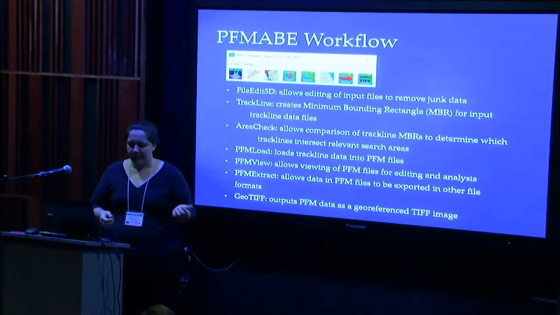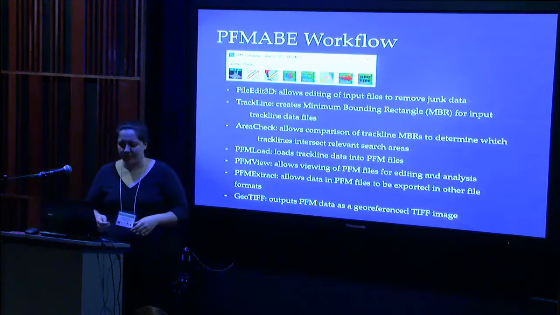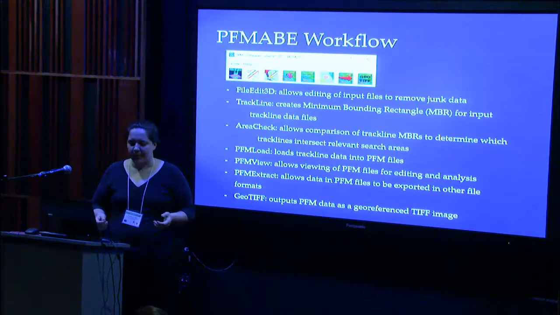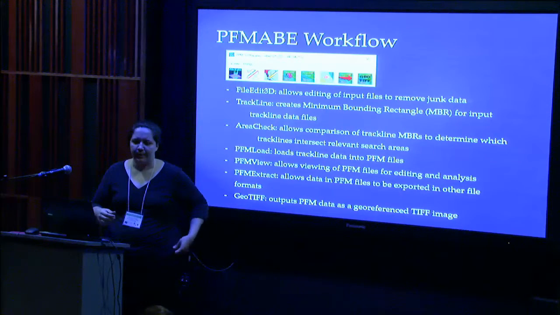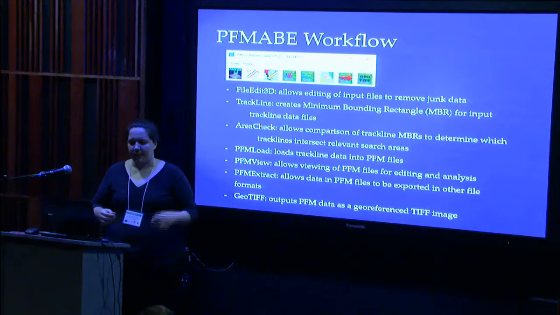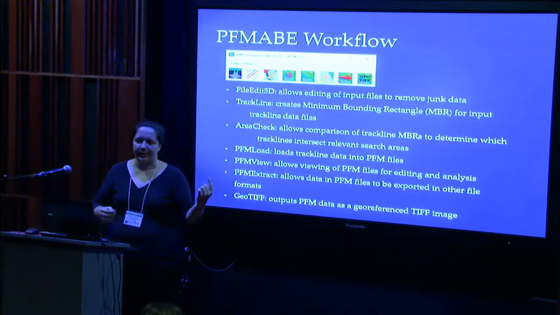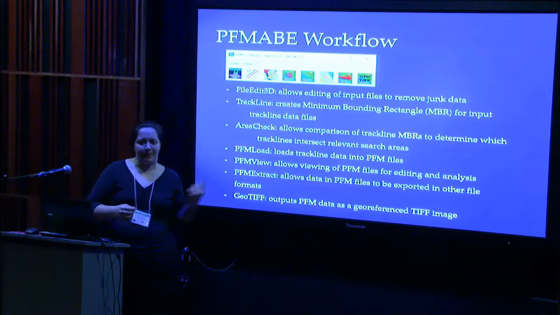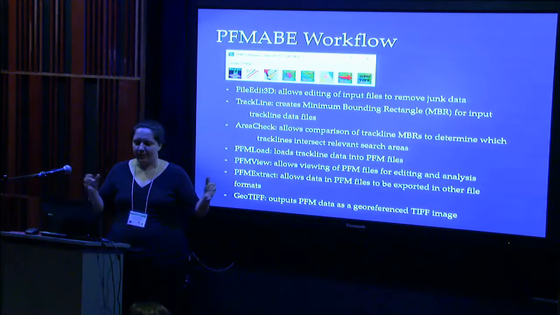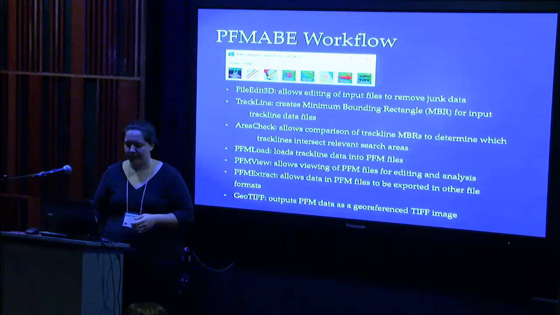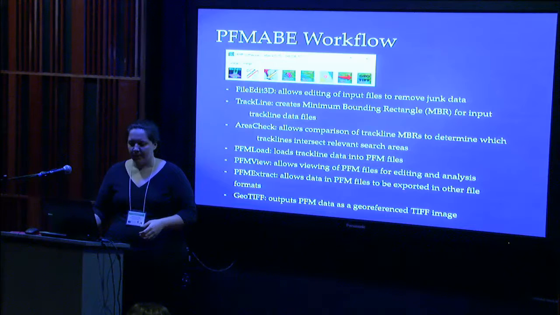The trackline function, and these are just going sequentially along the buttons there. Trackline creates a minimum bounding rectangle, which shows you what the area of the individual tracklines are. And tracklines are the way that you collect bathymetry data: you take a boat and you go back and forth, and each line that you take is a trackline. So you get a bunch of different track lines that you then need to put into either this software or other software to make into one single point cloud.